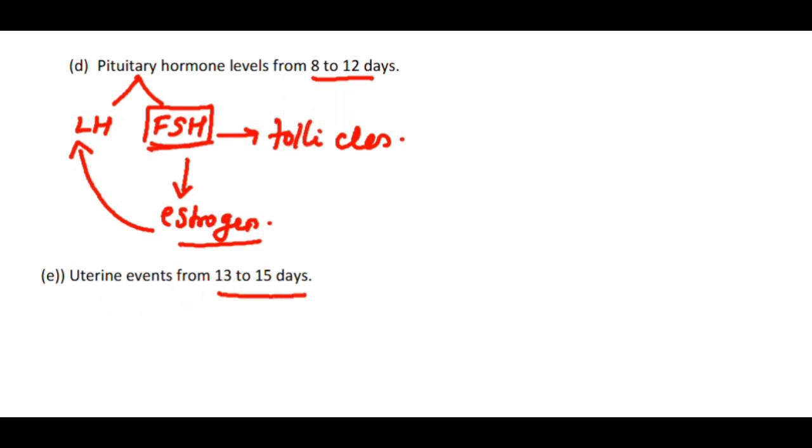Uterine events from 13 to 15 days. 13 to 15 days, the endometrium is very thick because during this time, actually, the ovary is having certain processes like ovulation happening, but in the uterus, the endometrium remains thick.